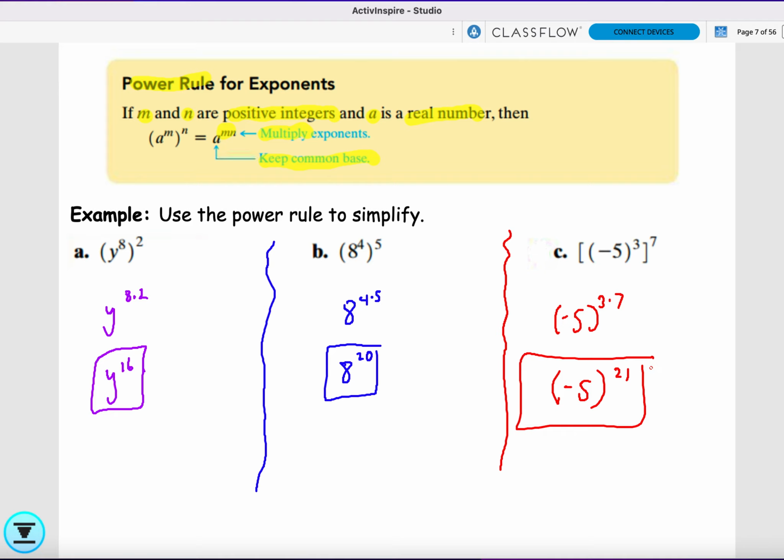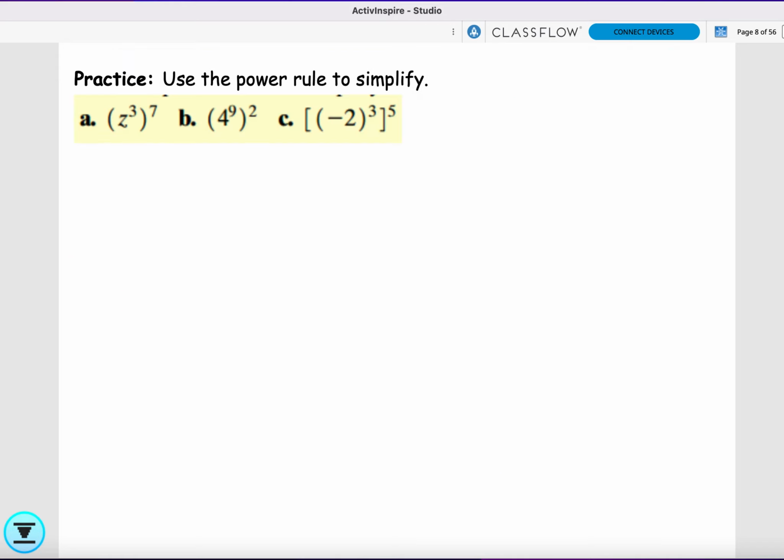So that is how you apply the power rule. And that's when you have a power to a power, guys. A power to a power. Here are these practice problems for you to give it a shot. Use the power rule to simplify. Pause here to give it a shot. Go ahead and do the work.